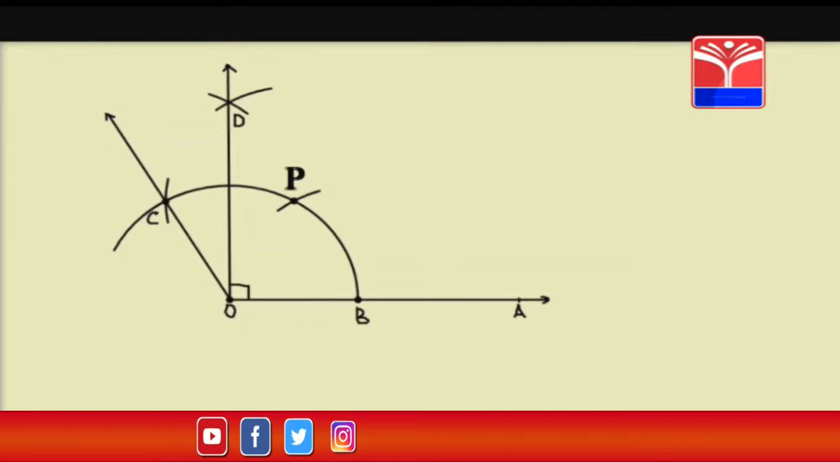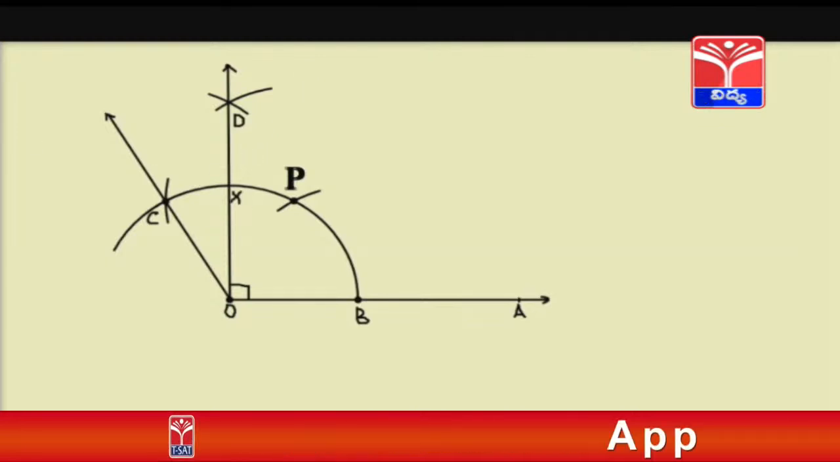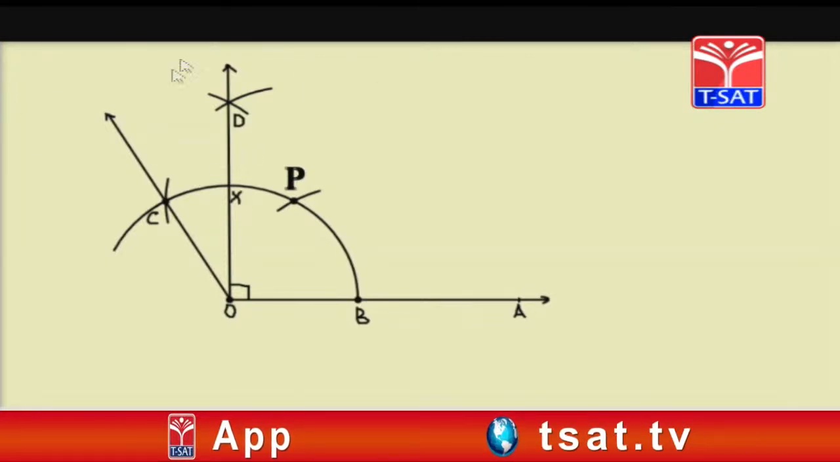So, now mark the point of intersection of the arcs, that is the ray as OD, okay, and I am marking another point also as X. So, if you notice this angle is 90 degrees, that is angle AOD is 90 degrees.